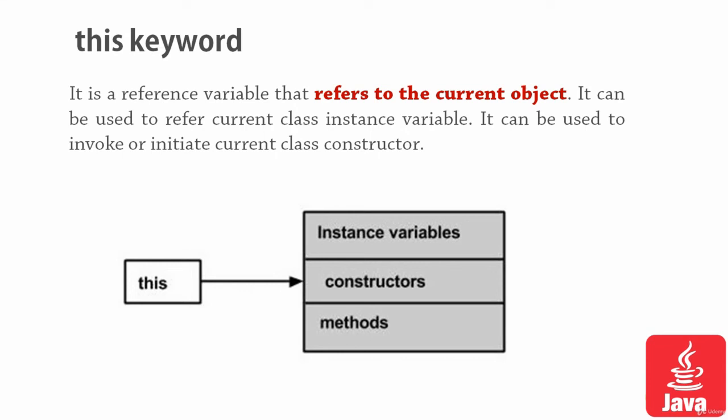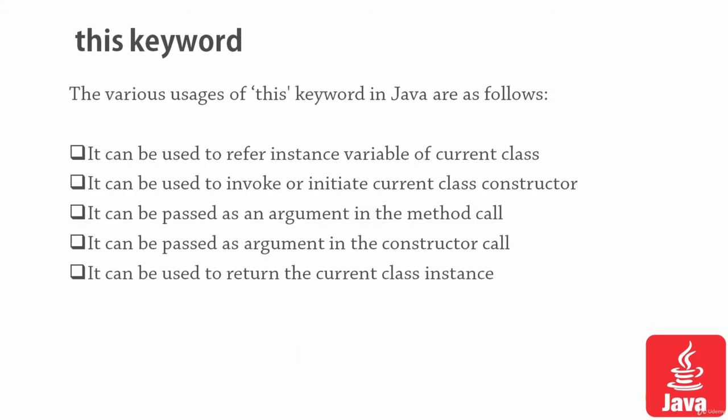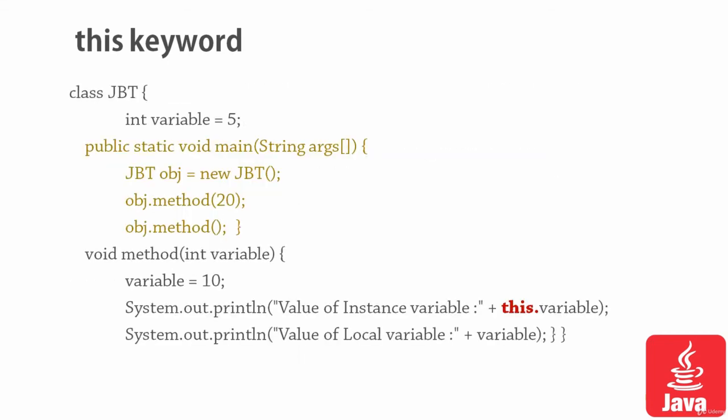Actually, when we write any variable name and print it, the local value gets preference in case of conflict. But if we don't want to print the local value, what can we do? We can use this keyword. So let's learn this with the diagram.